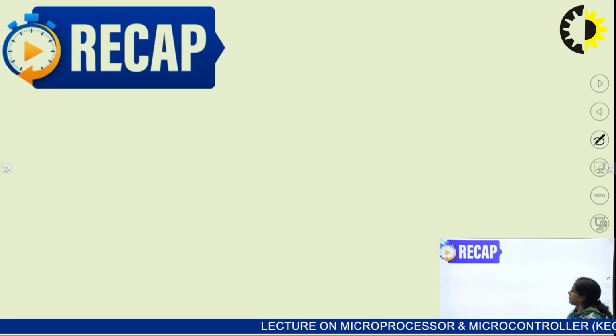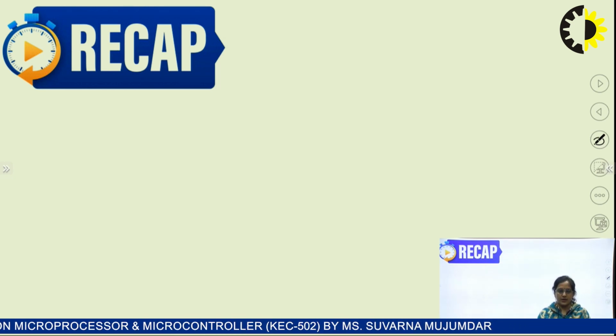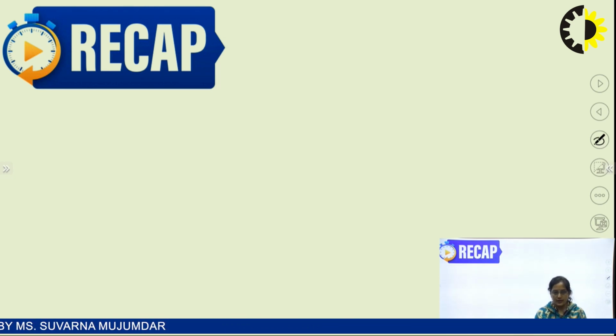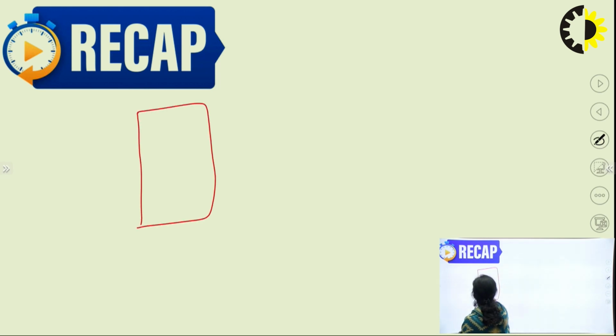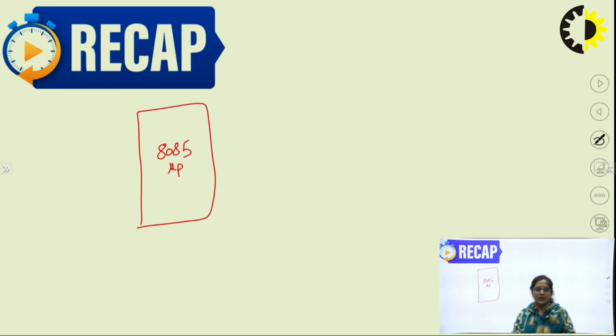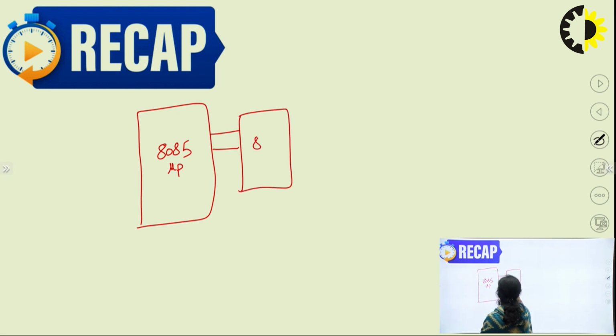Now we can recap whatever we have studied till now about the 8251 USART IC. Any microprocessor, like the 8085, is a parallel processing device. So when it has to communicate with another peripheral device, it has to get interfaced with one or more standard signals. So we can interface it with the 8251 USART for serial communication.